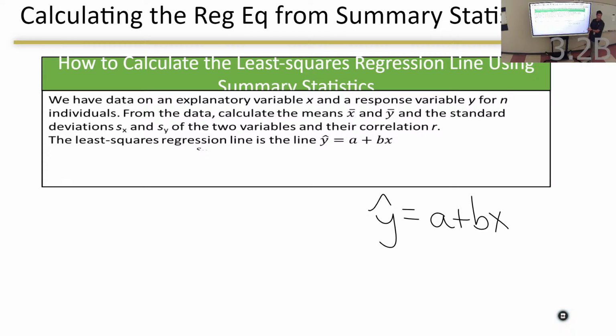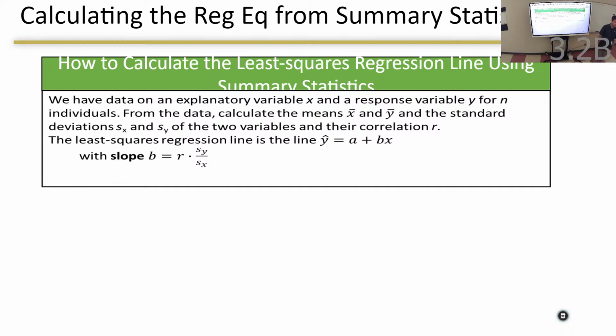Now, this is the one they put on your formula sheet. They don't put the ax plus b one. They put a plus bx. Again, it's not that big of a deal. You're brilliant enough to know that a has to be the intercept and b has to be the slope. The other equation you'll find on your formula sheet is b is equal to r times s sub y over s sub x.